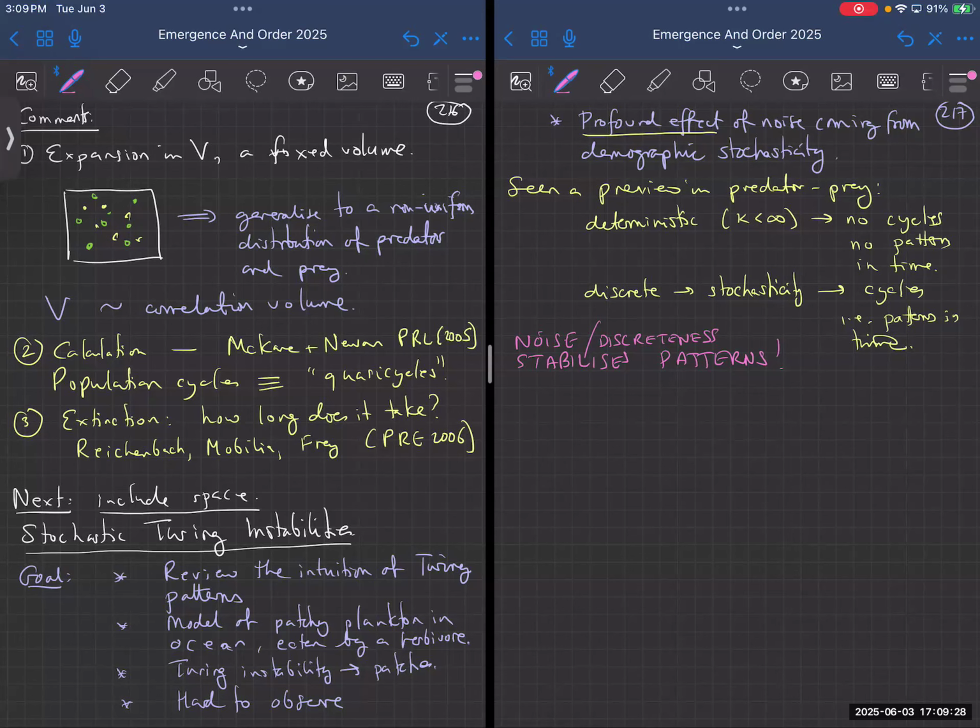So let me set up the problem. Turing, this is in 1953 or something like this, is the same Turing who invented computers and things like this. He wanted to understand why you have patterns in nature. Why do you have stripes on zebras, spots on cheetahs or leopards? He had this idea that you've got some chemicals that diffuse around during development, and they can have some instability that breaks translational invariance in space, and then you get these patterns. So that was his idea.